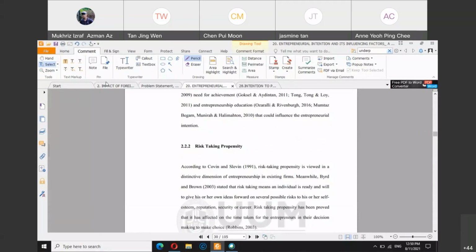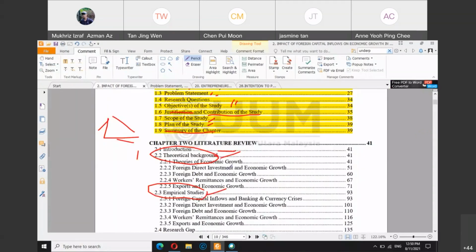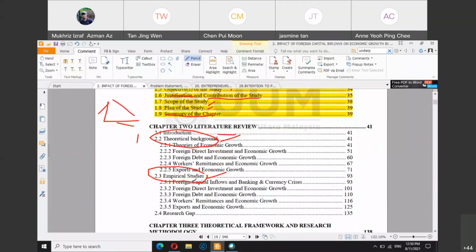But before we go to chapter 3, you need to know how to write a literature review. The first part will be the theoretical discussion. The second part must be focusing on empirical study, meaning what other people have done on similar issues as yours.